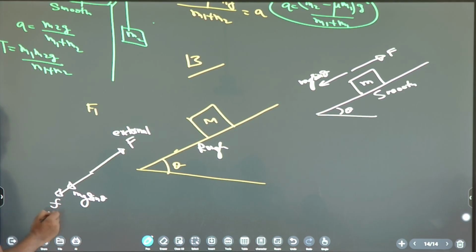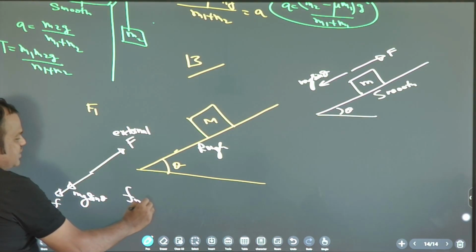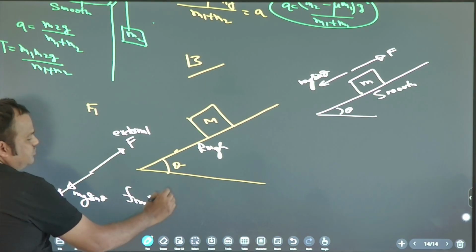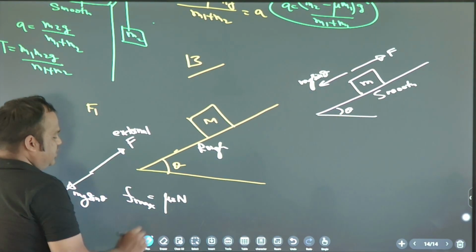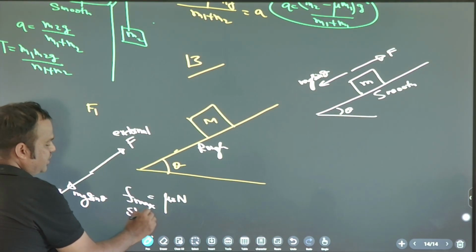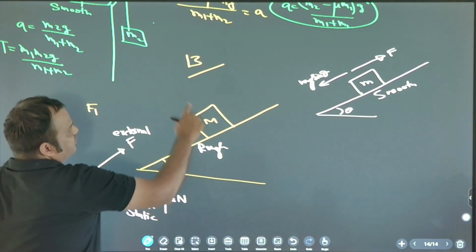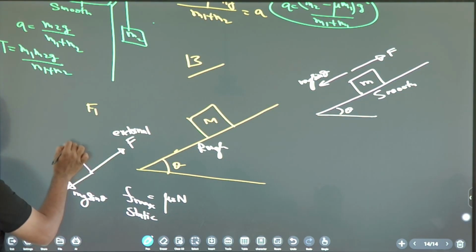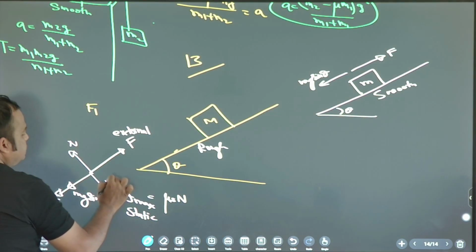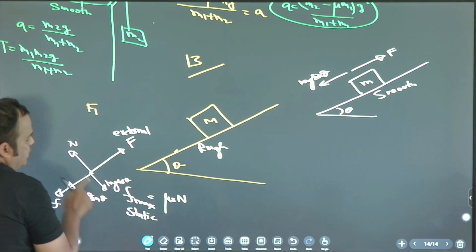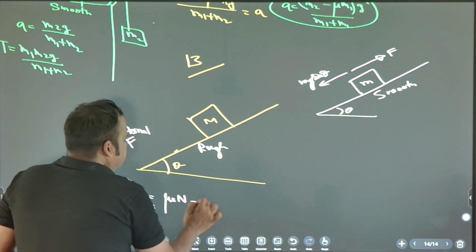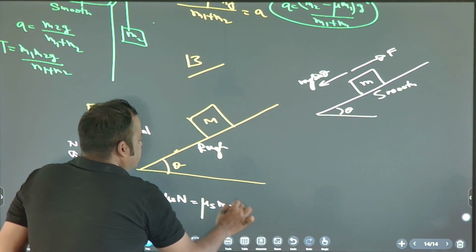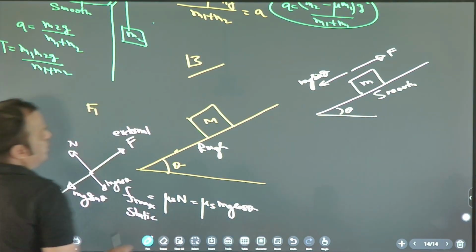So the maximum value of friction we know. What is the maximum value of friction? Mu s N. Very good. So static friction, okay, the maximum value of static friction. And N value, you know what is the N value? Mg cos theta. Correct. N is mg cos theta. So mu s mg cos theta.